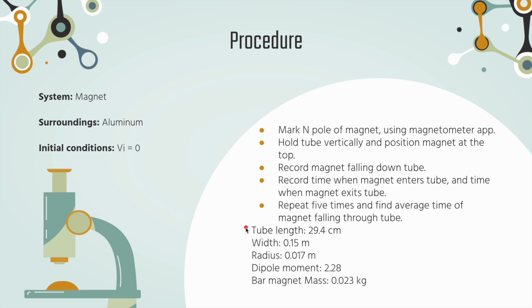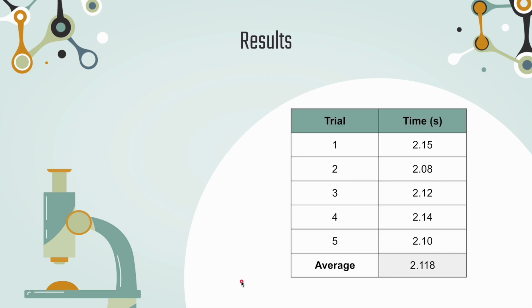And these are the measurements that I got for the tube length, width, radius, dipole moment from a previous lab, and the bar magnet mass. These are the results that I got the first time I did it. I got 2.15 seconds, and then this is trial 2, 3, 4, and 5. Then I just took the average value of all these numbers, and I got that the average time that the magnet was inside the tube was 2.118 seconds.